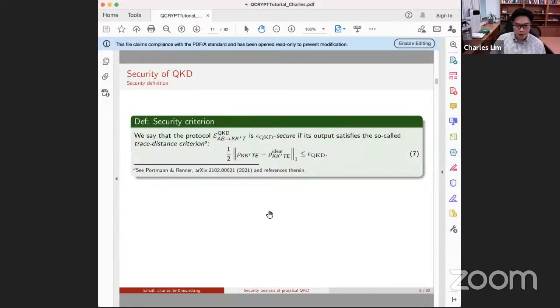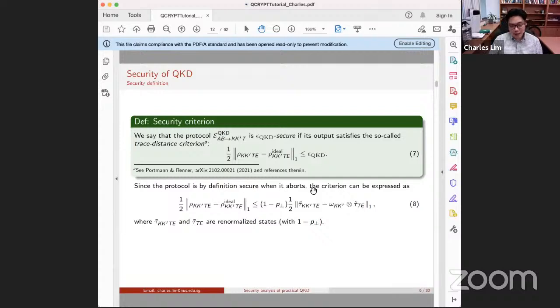Okay, so this is a security definition, and I guess most of you have seen this before. This is a very, very well-known one. If you want to know more about where this notation or concept comes from, you can look into the review paper by Christopher and Renato, which recently has been updated, and you can find it in this arXiv version. So what this says is that you want to compare how distinguishable the output of the protocol is with respect to the ideal state, right?